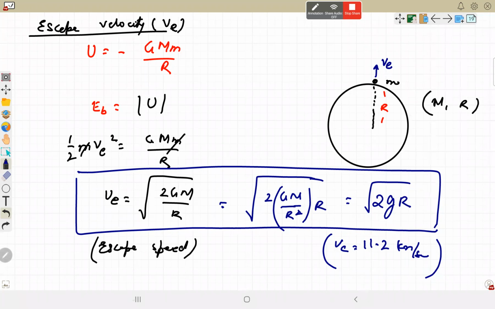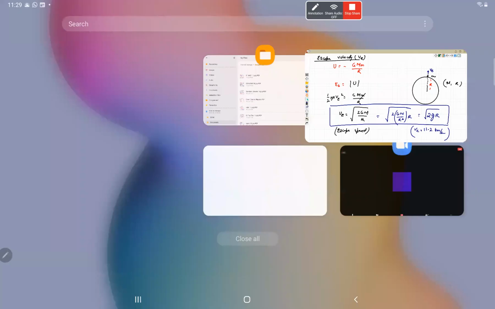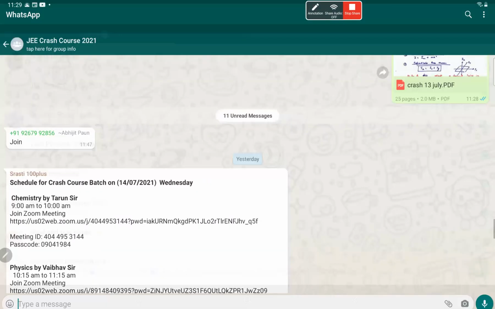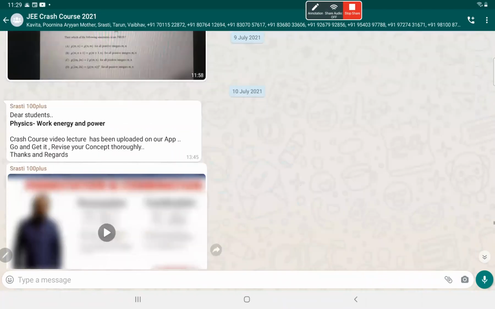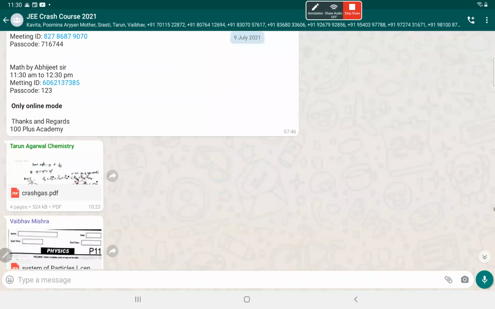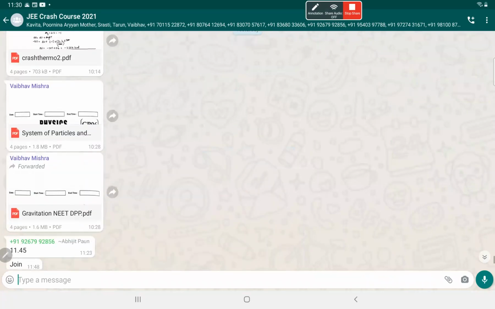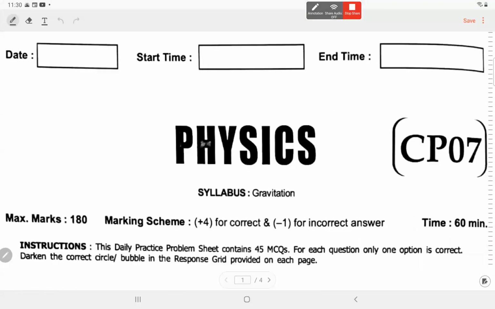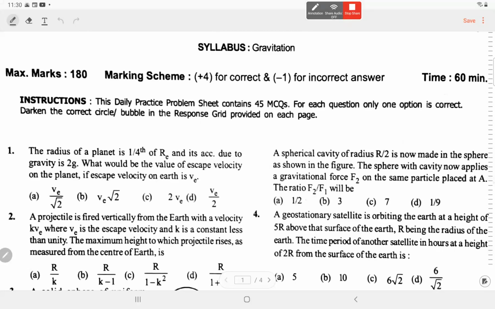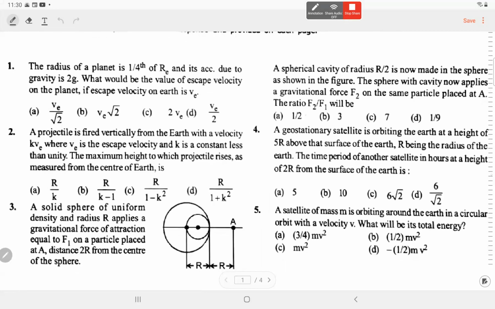Right, so we will do the satellite later. I'm going to ask some questions because we have revised the theory. So from the questions from gravitation, obviously, because we have so little time, we cannot do all the questions, but you should try to figure them out. Question number one: the radius of a planet is 1/4 of the radius of Earth and acceleration due to gravity is 2g. What will be the value of escape velocity?